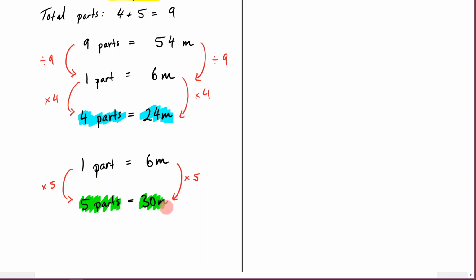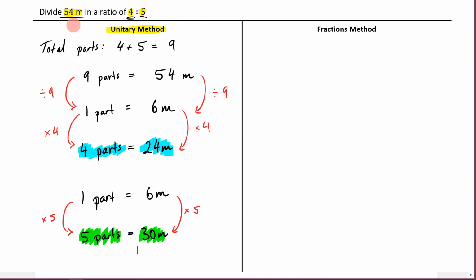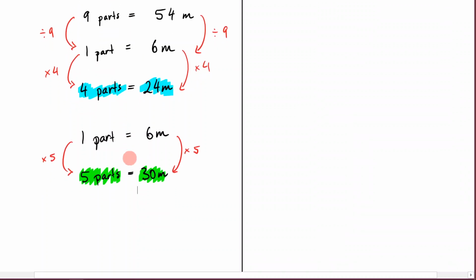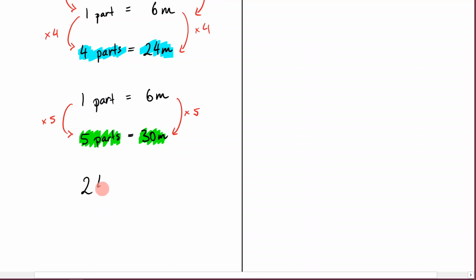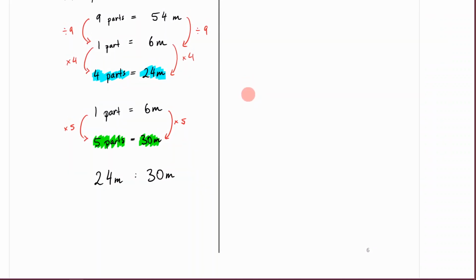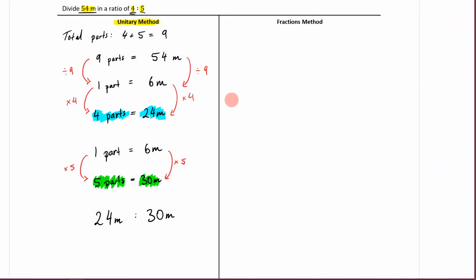So that means if we now want to divide up 54 meters in a ratio of 4 to 5, it's going to be, drum roll, 24 meters and 30 meters. Make sure that you have them in that order. You have to make sure you go 24 and 30, but that is how you approach it. So that is our final answer.